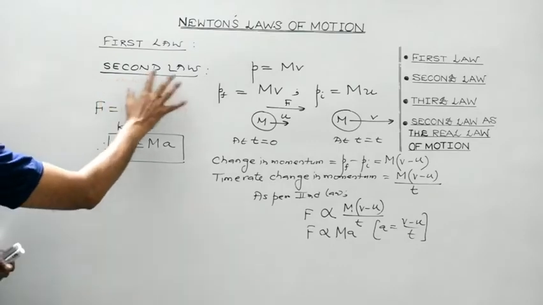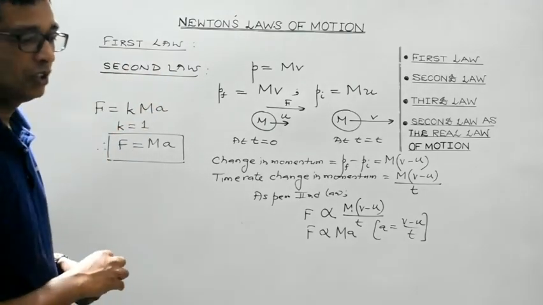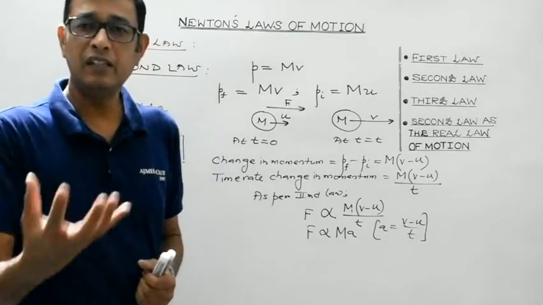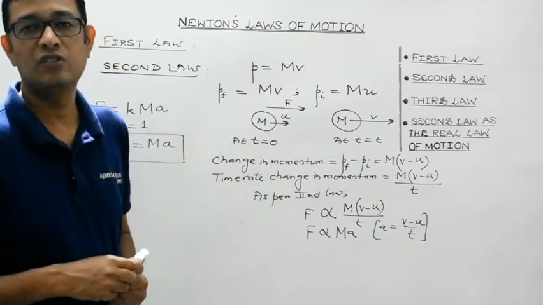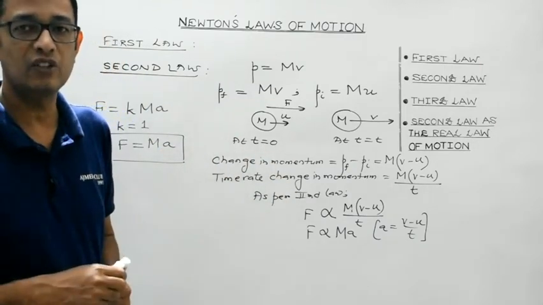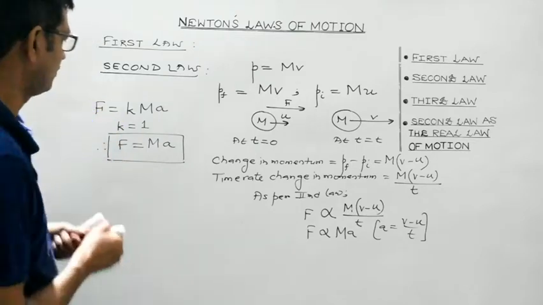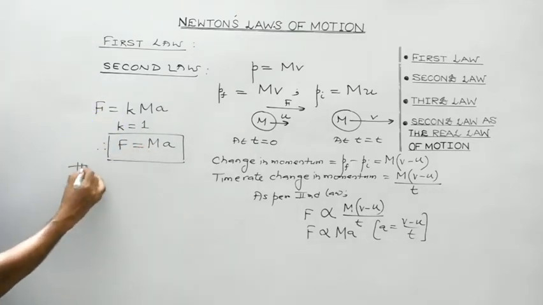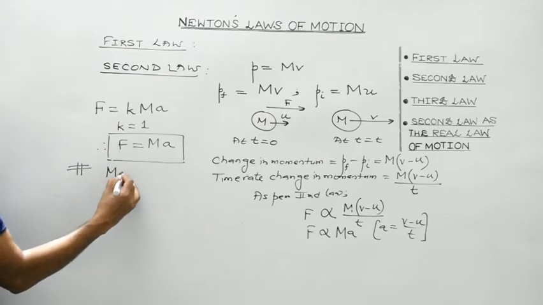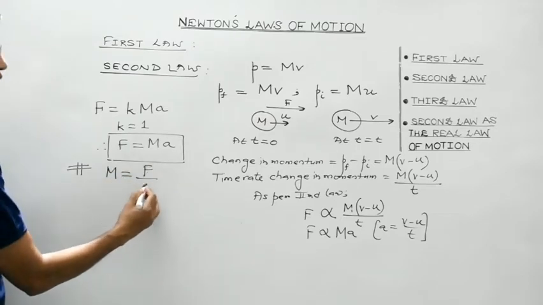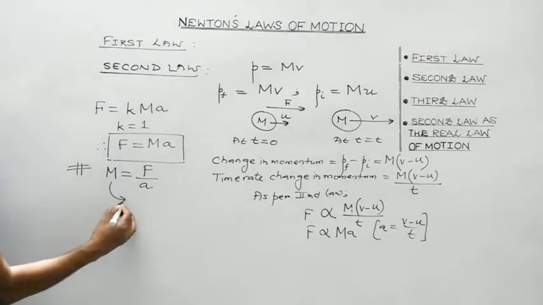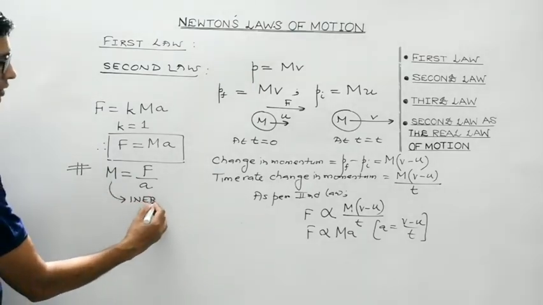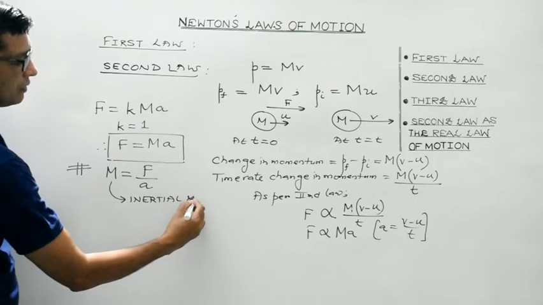So after discussing the statement of second law, we can deeply try to understand the consequences of Newton's second law. First and foremost, the mass of the body measured by this formula is known as the inertial mass. This mass is known as the inertial mass.